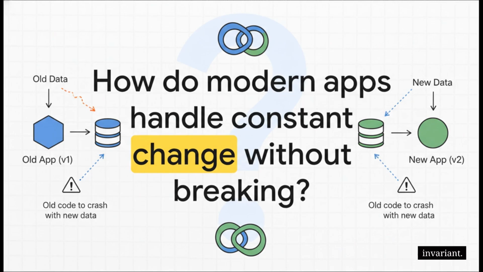When you deploy a new version of your code, how do you make sure it can still understand all of the old data? And maybe even more importantly, how do you make sure the old code, which might still be running out there, doesn't just crash and burn when it suddenly sees data written by the new code? It's a really tricky balancing act.